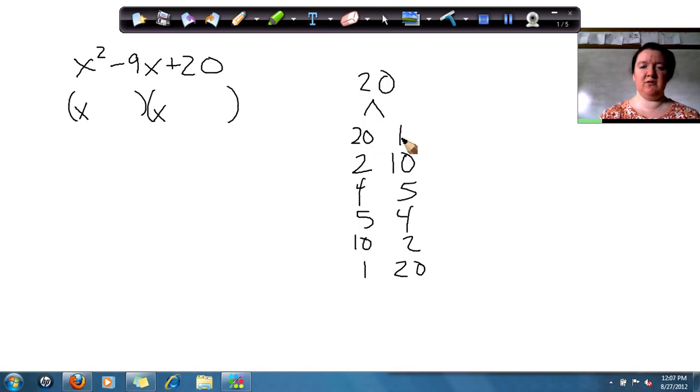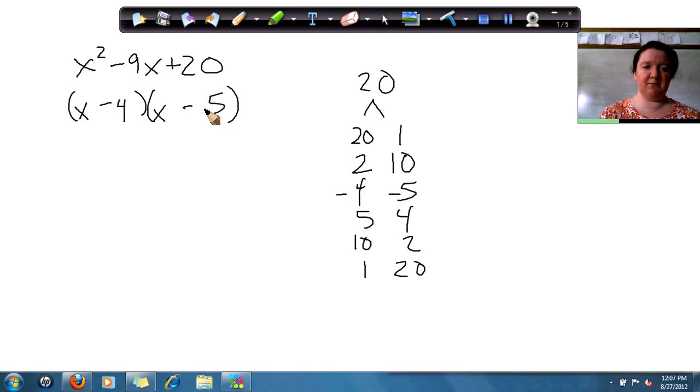Now, if I look at 20 and 1, I'd get 21. Well, that's not the number I want in the middle. That doesn't work. If I have 2 and 10, well, that would give me 12. I'm looking for a negative 9. That doesn't work. 4 plus 5, well, that gives me 9, but I want a negative 9. If I change both of these to be negative, negative 4 times a negative 5 gives me a positive 20. So I've actually found the pairs that I want. Negative 4 and negative 5.